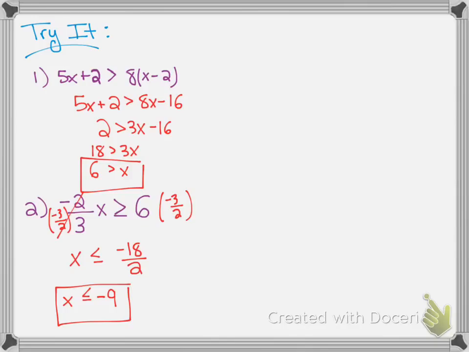In the first one, all you had to do was distribute and go from there. The second one, you had to remember to flip your sign. So here our signs have changed because we multiplied by a negative number. So if you got confused with either one of those problems, we'll talk about them first thing in class tomorrow.